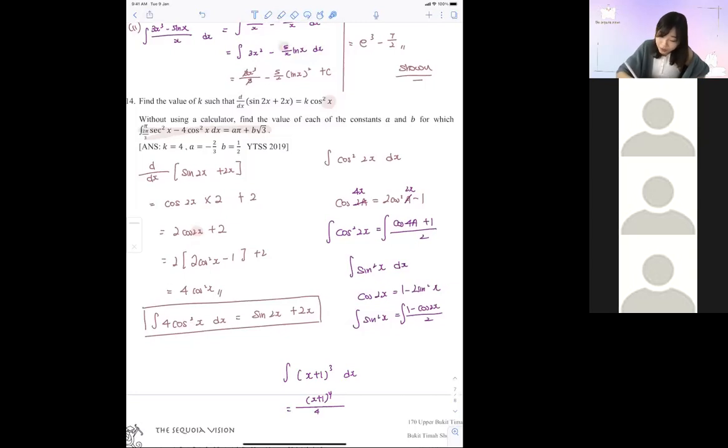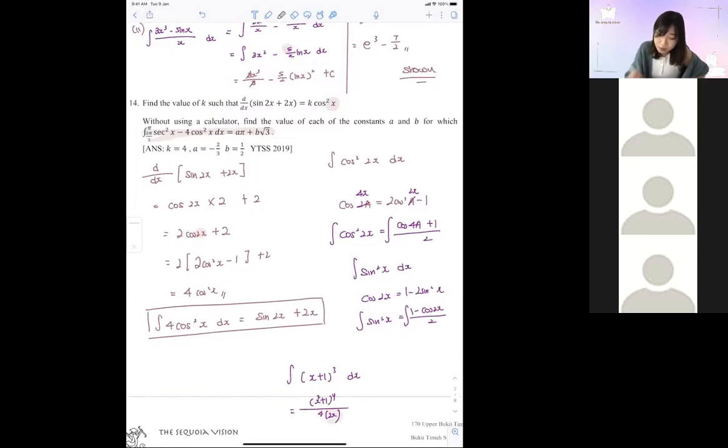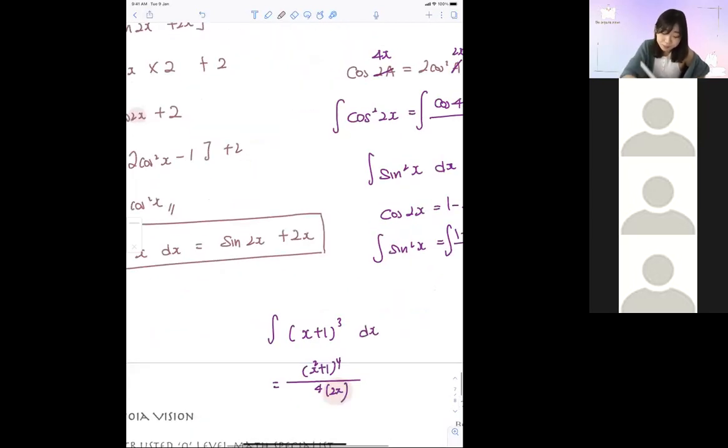You can only do it when the x term is just x to the power of 1. If the x term is x squared or x cubed, you cannot do this power increase by 1 over new power. So power increase by 1 over new power times differentiate of the bracket. As long as you divide by an x term, it means that you're integrating wrongly. I say again, as long as the term that you divide by, the differentiate of the bracket, is an x term and not a constant, you're integrating wrongly. So you can't do that.